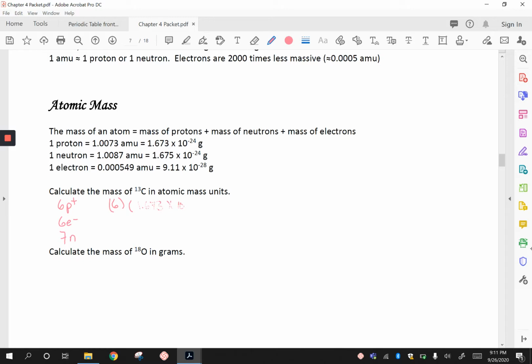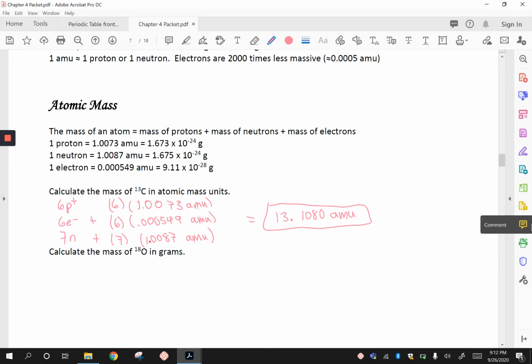So 6 times 1.0073 AMU, plus 6 electrons, each are 0.000549 AMU, plus 7 neutrons, each are 1.0087 AMU. Add them all together, and we get that the mass of a carbon-13 atom is equal to 13.1080 AMU.